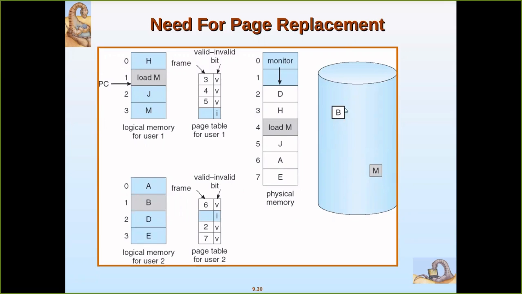In the same way, when B is to be loaded, if there is a line of execution like load B, then where will it be loaded? Because it is invalid, it is not present in the memory. So in this case, which page do we have to remove so that M can be brought in, and B can be brought in, and the execution of the user process continues? For that, we need a page replacement algorithm which decides which page has to be removed.